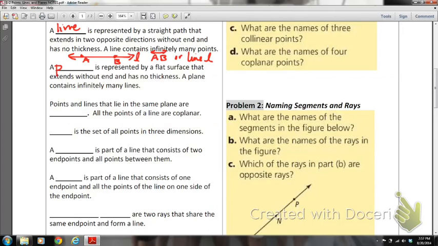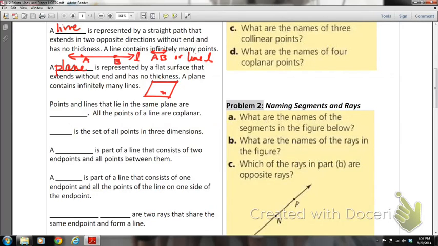Next definition is a plane. Plane is represented by a flat surface that extends without end and has no thickness because it is made up of infinitely many lines. A line has no thickness, so a plane has no thickness. Let's represent this plane, however. We usually represent it with something that looks like a parallelogram.